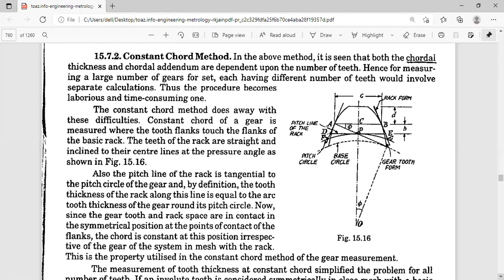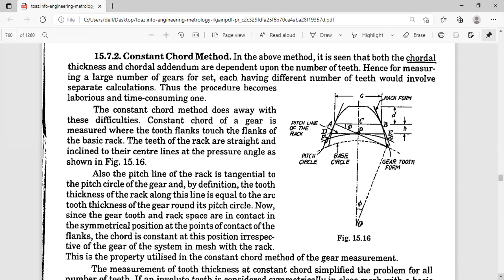But as of now, this is the constant chord method. As far as this method is concerned, in the gear tooth vernier caliper method, the chordal thickness and the chordal addendum are dependent on the number of teeth, that you have seen in the formula.